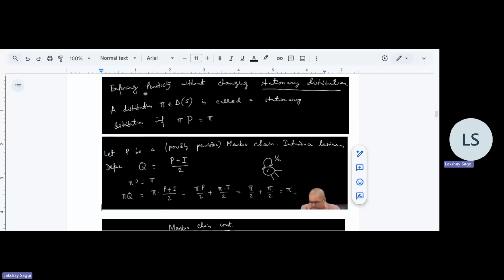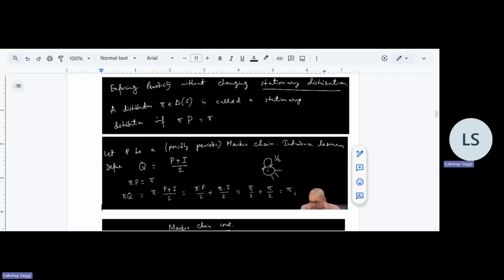So what we want to do is, suppose we want to ensure aperiodicity for a Markov chain without changing the stationary distribution. Suppose we are given a possibly periodic Markov chain, and we don't want to change its stationary distribution, but we want to make it aperiodic. Then what can we do? Suppose P was the transition matrix for the Markov chain. Let us define a new Markov chain Q, which is equal to (P plus I) divided by 2.